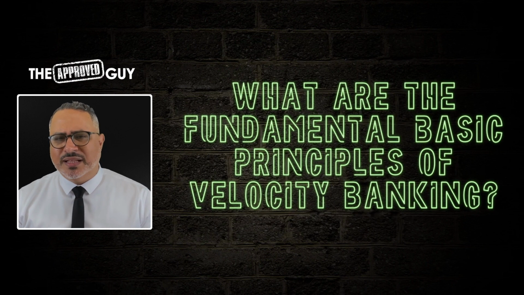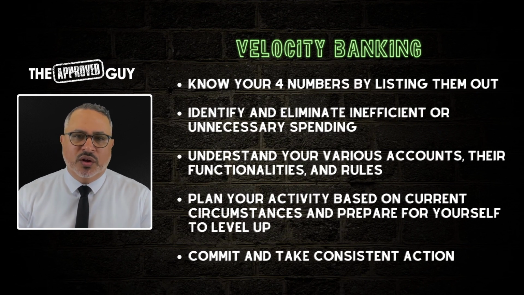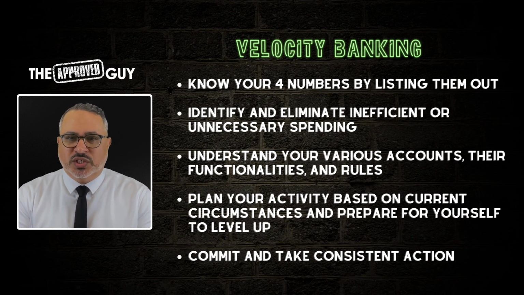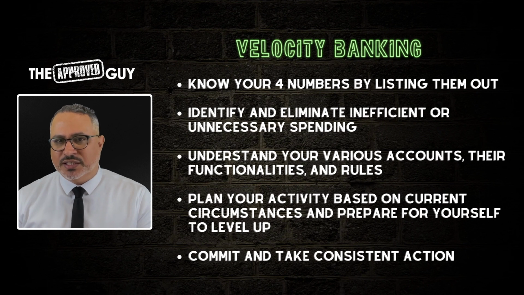Now, what are the fundamental basic principles of velocity banking? Number one, you've got to know your four numbers and you've got to list them out. So just knowing your numbers is not enough. You need to know what are your four numbers, which are your income, your expenses, your debt, and your cash flow. Starting with your income, take away your expenses, take away your monthly debt obligations. What's left is your cash flow.